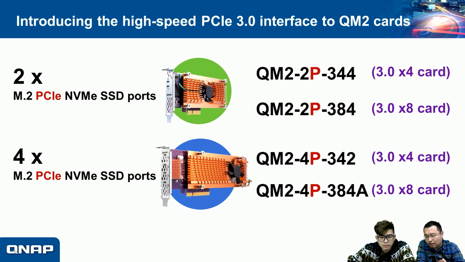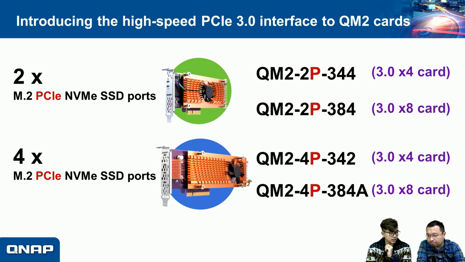So the first one on the top is dual ports. So 2 ports of M.2 PCIe SSDs. And then you will see the 2P344 and then 2P384. So basically, the difference is just the actual total bandwidth on the PCIe connector. So Gen 3x4 or Gen 3x8. So I see here it is all PCIe.